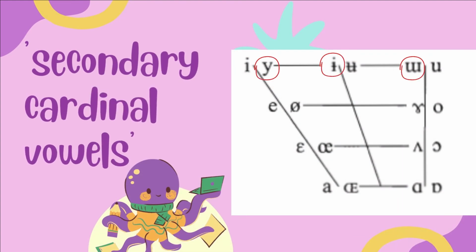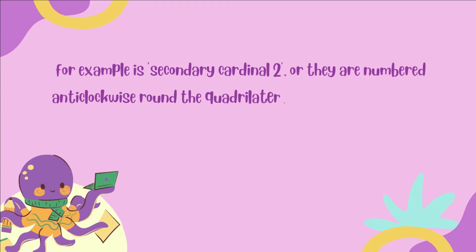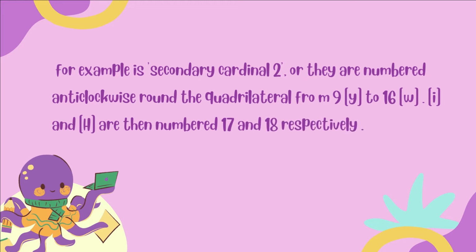A further 2 secondary cardinal vowels are defined. These are the closed central vowels, spread and close rounded. The secondary cardinal vowels are sometimes referred to by the number of the corresponding primary cardinal vowel. For example, secondary cardinal 2, or they are numbered anticlockwise around the quadrilateral from 9 to 16. The two central vowels are then numbered 17 and 18 respectively.